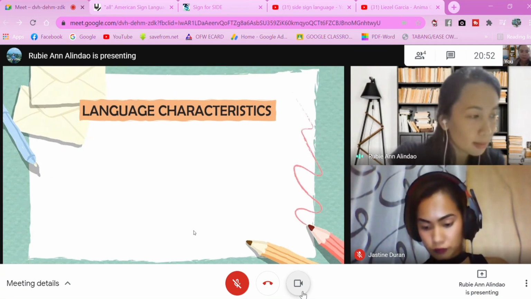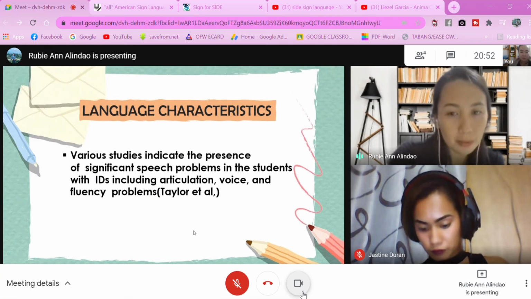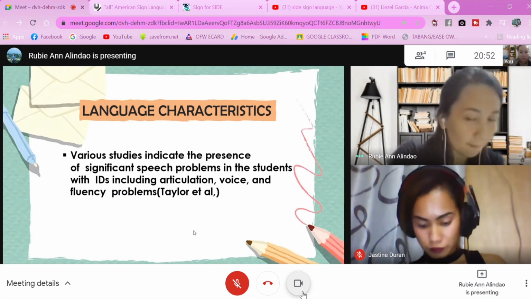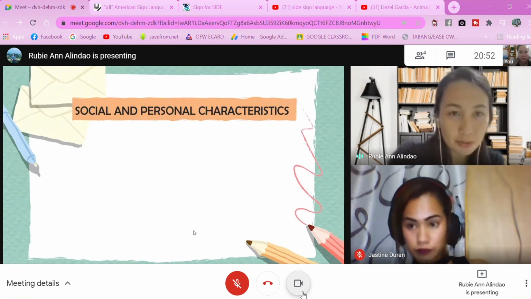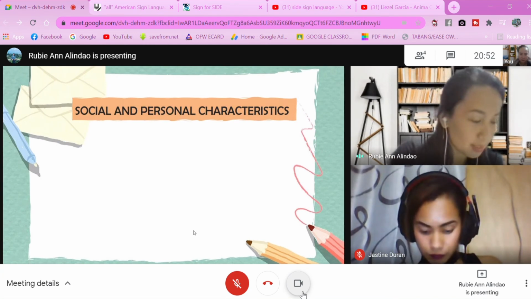Next, about language characteristics. Various studies indicate the presence of significant speech problems in students with intellectual disabilities, including articulation, voice, and fluency problems. That is according to Taylor et al. The next characteristic is the social and personal characteristics.